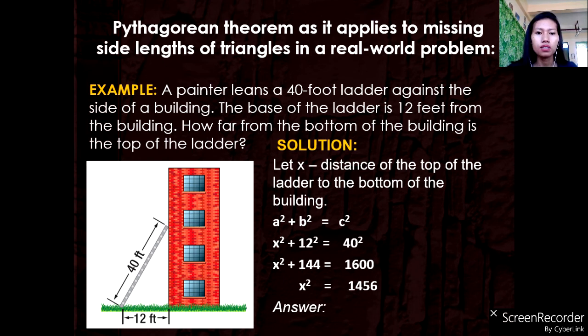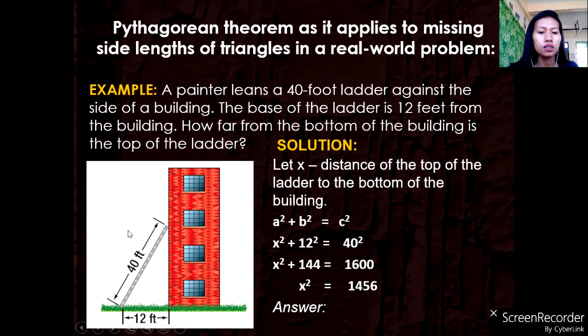Okay, so having this example, a painter leans a 40-foot ladder against the side of a building. The base of the ladder is 12 feet from the building. How far from the bottom of the building is the top of the ladder? So ito yung solution natin. Given na. So ito yung building, ito yung ladder, and then this is the ground. So let x be the distance of the top of the ladder to the bottom of the building. So ito yung top ng ladder, ito naman yung bottom ng building. So hahanapin natin itong side na to.